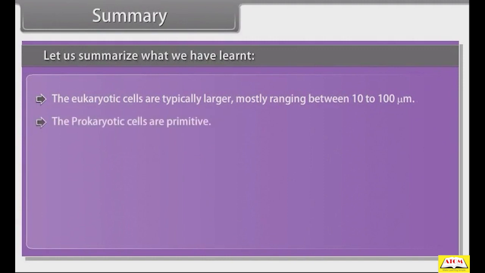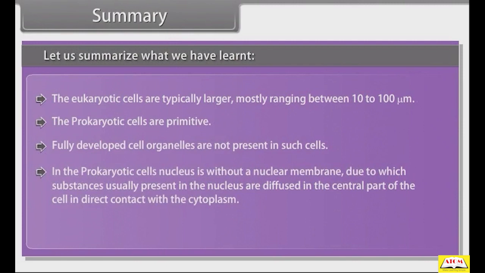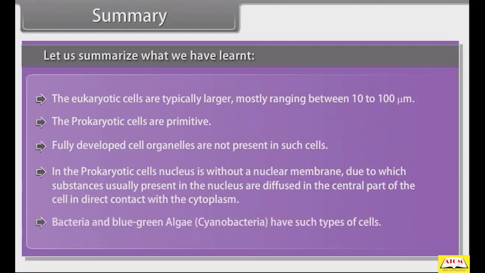The prokaryotic cells are primitive. Fully developed cell organelles are not present in such cells. In the prokaryotic cells, the nucleus is without a nuclear membrane, due to which substances usually present in the nucleus are diffused in the central part of the cell in direct contact with the cytoplasm. Bacteria and blue-green algae, that is cyanobacteria, have such types of cells.